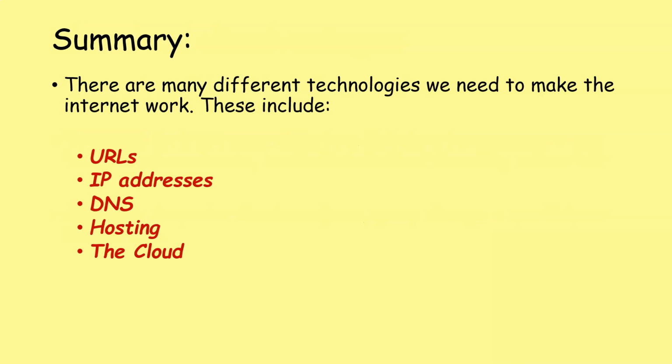In summary, there are many different technologies we need to make the internet work. So these include things like URLs, the web addresses that we're familiar with, IP addresses, the address of every computer device that's located on a wide area network, DNS, domain name system, that's how we match URLs and IP addresses. We've got hosting. We've got the idea that we need to put websites and resources on a web server to host them somewhere so they can be accessed from around the world. And we've got the idea of the cloud computing, putting software, services, and data online, which has a variety of advantages and a few disadvantages.